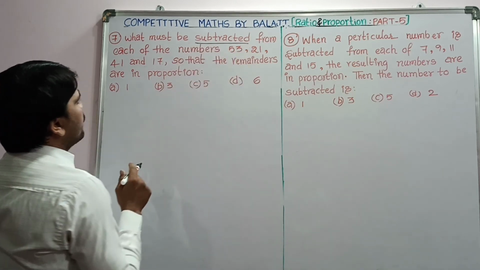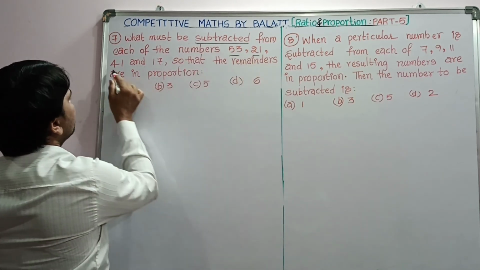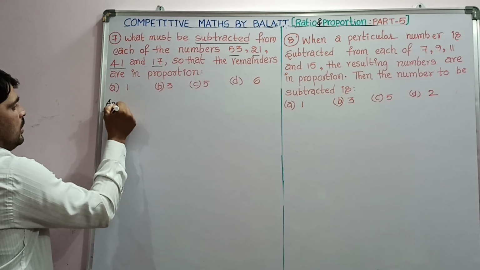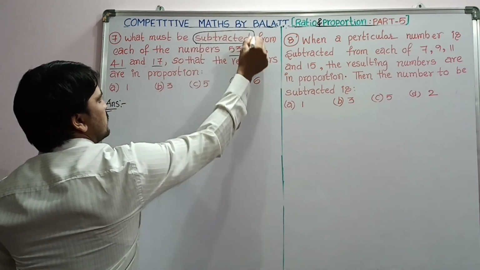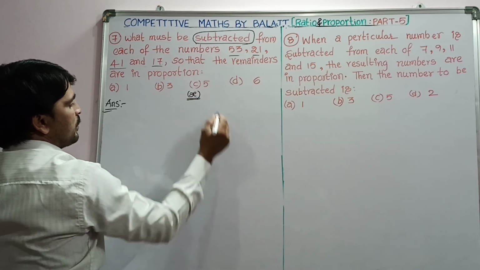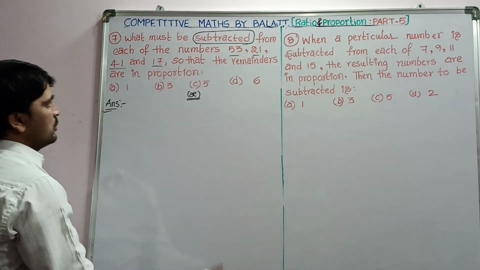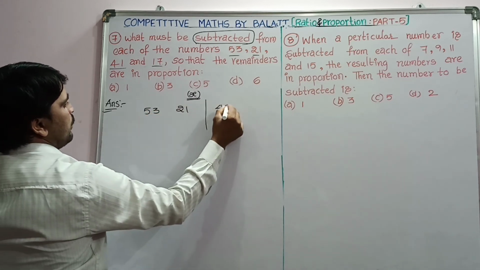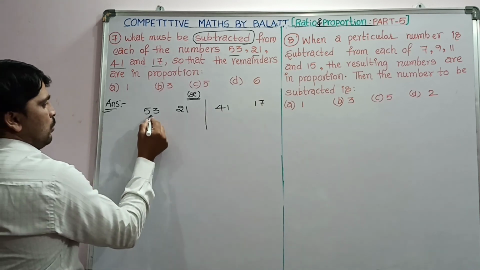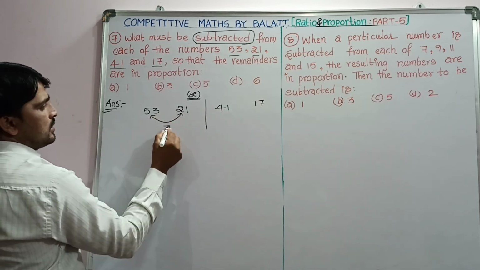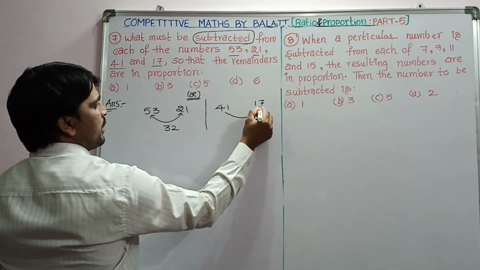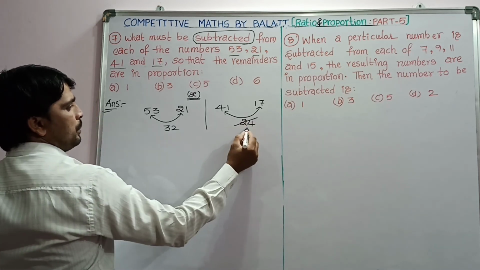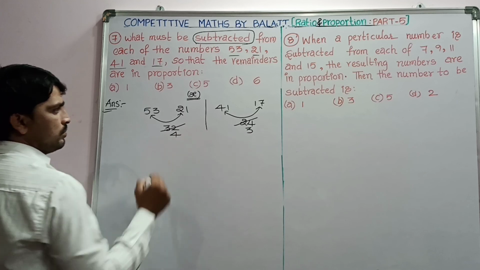What must be subtracted from each of the numbers 53, 21, 41 and 17 so that remainders are in proportion? Okay. Here the given word is subtracted. Let us suppose we subtract x from each term so that the remainders are in proportion. What are the given numbers? 53, 21, 41, 17. What is the difference of 53 and 21? That is 32. And difference of 41 and 17, that is 24. Okay. Now it can be cancelled by 8: 3s are 24, 4s are 32.